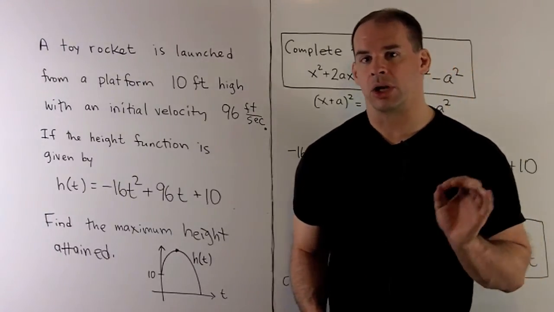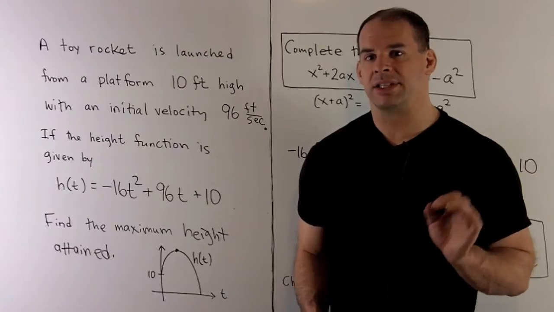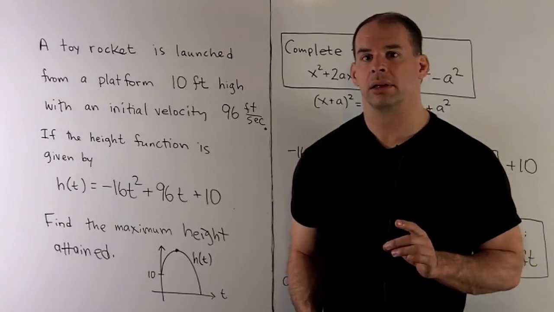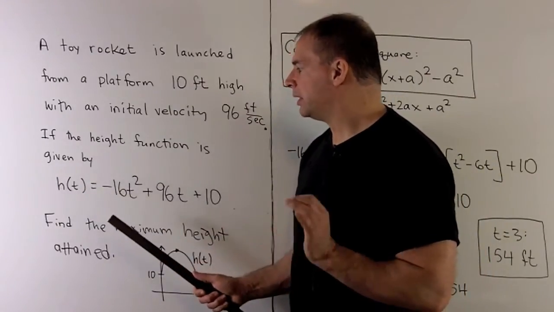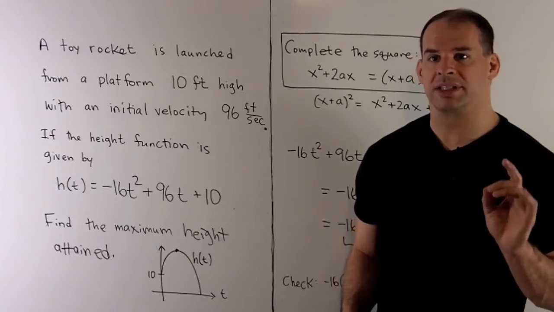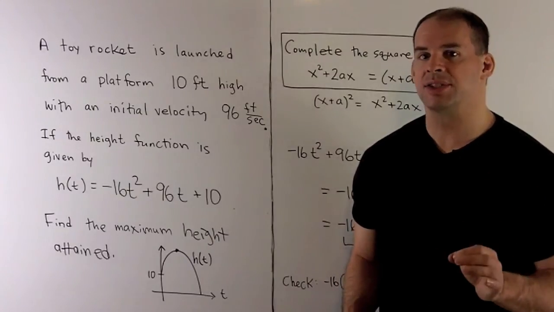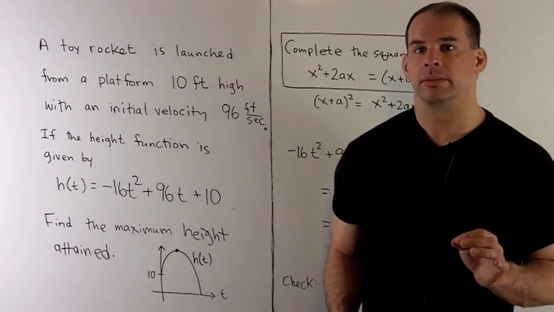A toy rocket is launched from a platform 10 feet high with an initial velocity of 96 feet per second. The height function is given by h(t) = -16t² + 96t + 10, where t is in seconds. Find the maximum height attained by the rocket.